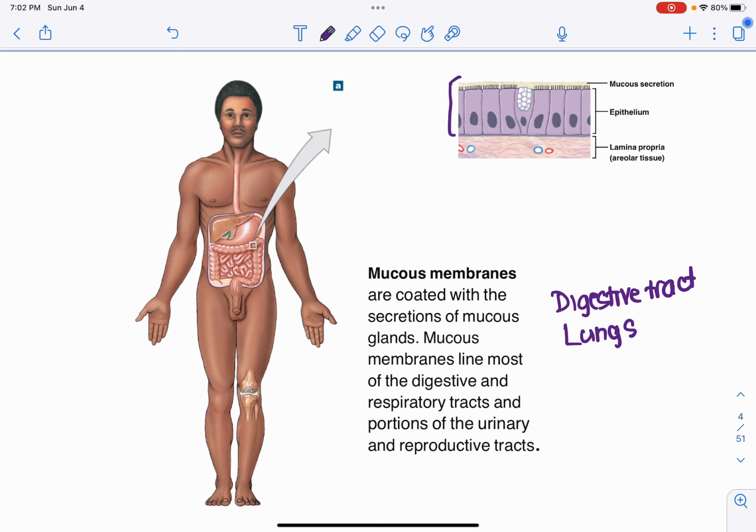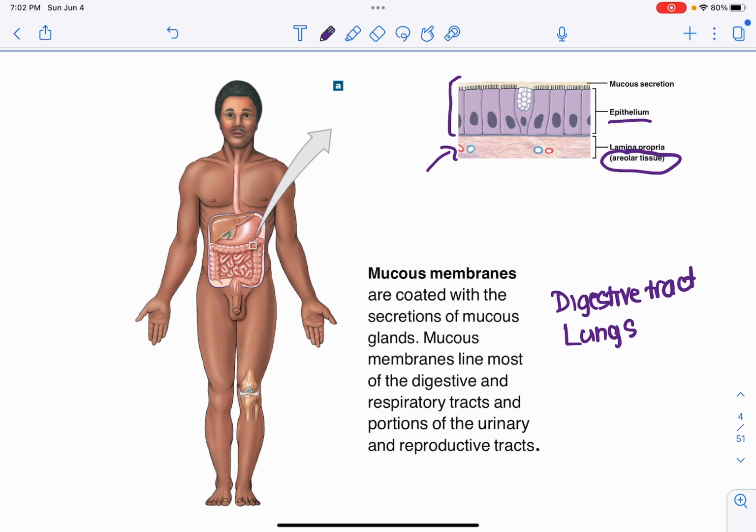What makes it a membrane is that deep to the epithelium, you find this areolar tissue. Okay, those are the two components that make up membranes.